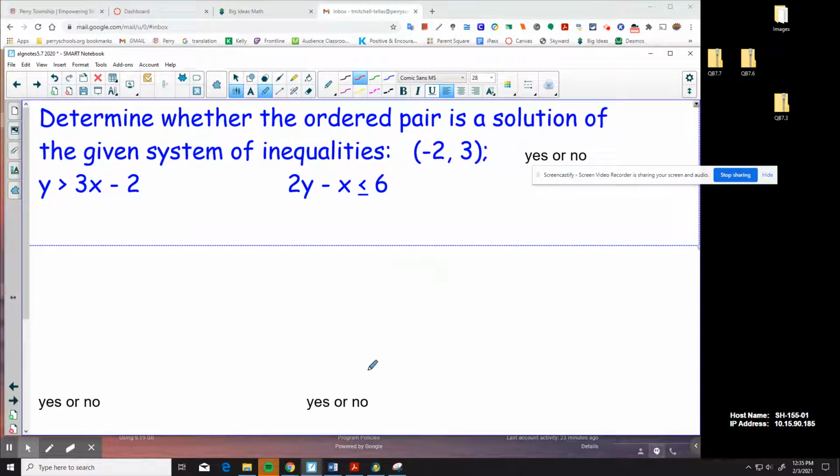All right, so I have one more. Please press pause and give this one a try. So you're going to try the -2, 3 into both of these. And if they're both yes, you pick yes. If either of them are no, you pick no.